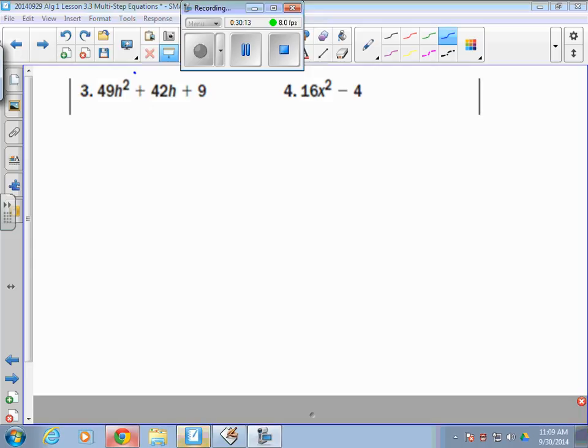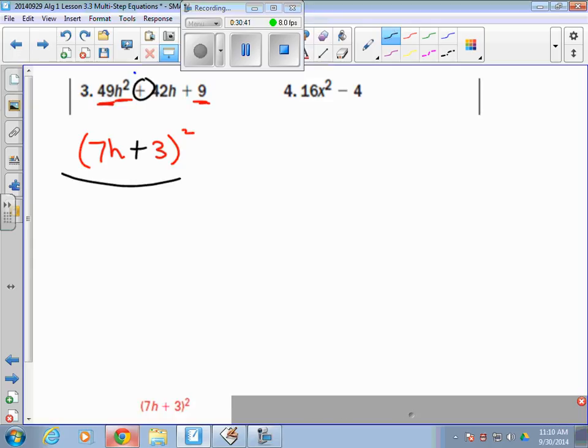But one good thing about this is what's called a perfect trinomial. This one has a perfect square right there. The square root of 49 is 7. The square root of h squared is h. And the square root of 9 is 3. So 7h and 3, that's going to be squared. The sign in front of b tells you that the middle is going to be plus. This is one of those special cases. 7h plus 3 squared.